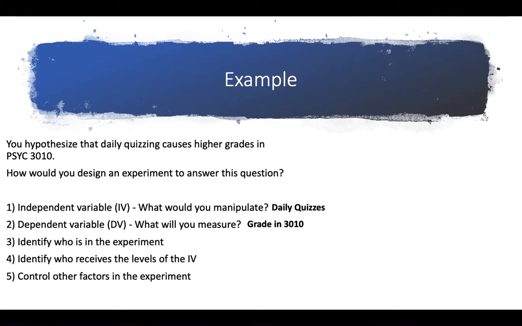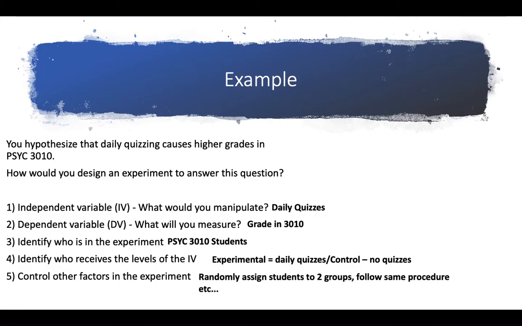Now we need to identify who is going to be in our experiment. In general, we want Psych 3010 students, right? So we're talking about grades in research methods and statistics, not grades in all psychology classes, just specifically Psych 3010. So we want to make sure that our sample includes Psych 3010 students. Now, who receives the level of the independent variable? Well, the experimental group would receive the daily quizzes, and the control group would get no quizzes.